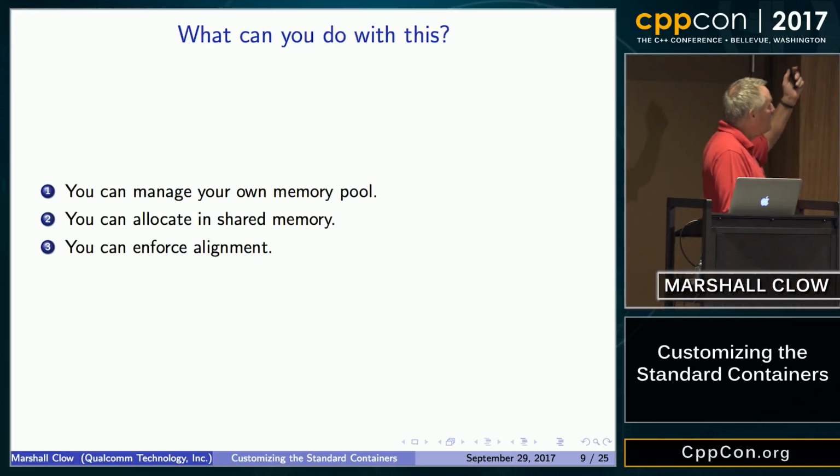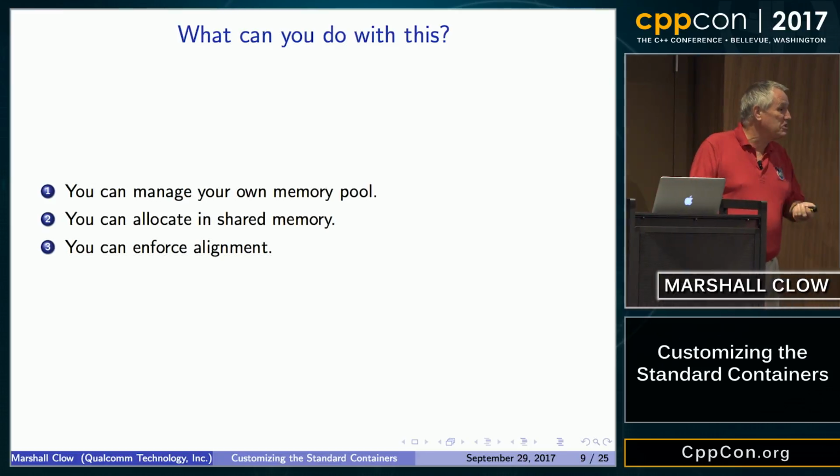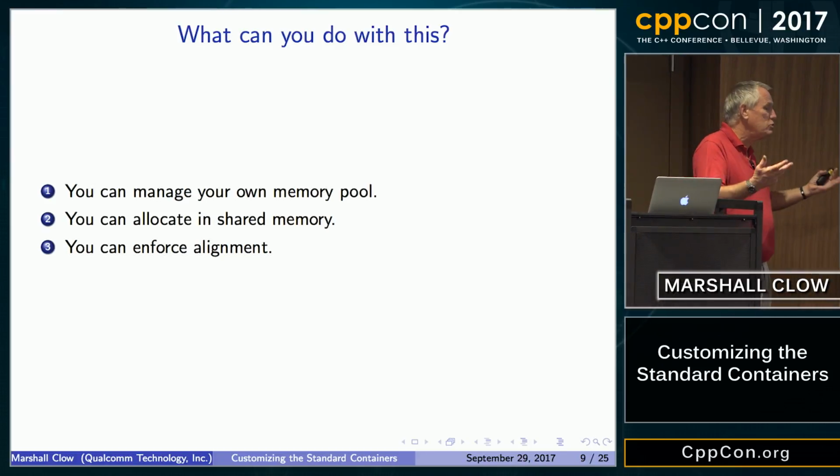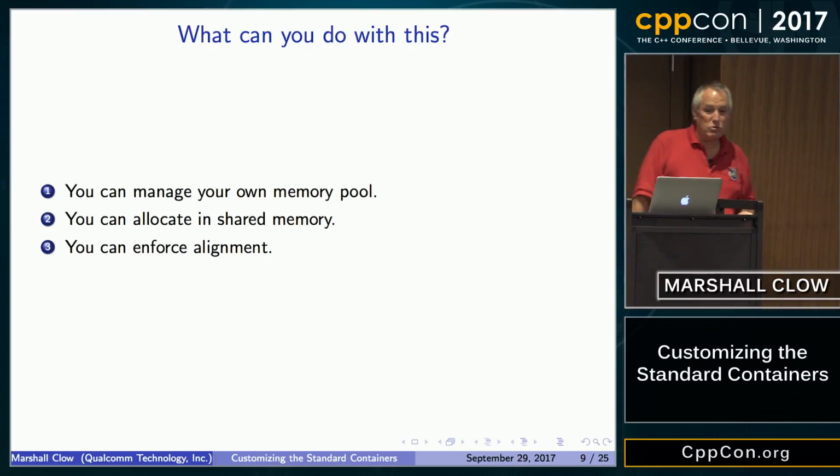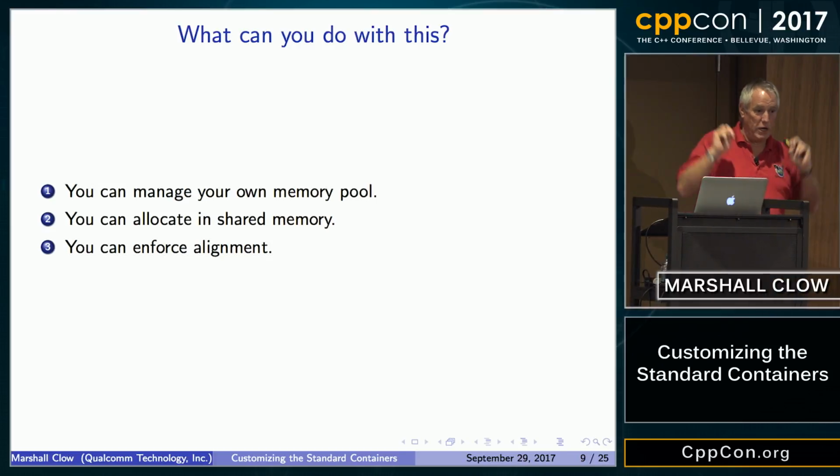Okay? You can make an allocator that runs out of a little memory pool, and then you can use vector or map or set or deque or whatever, and it will stay in that little memory pool, which satisfies the people: no dynamic allocation.